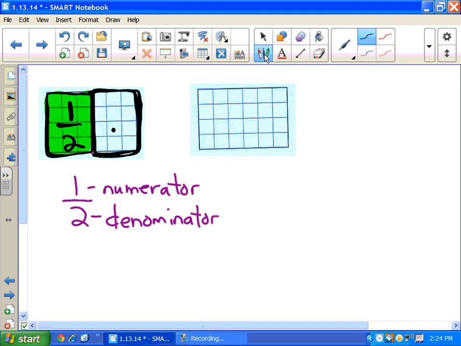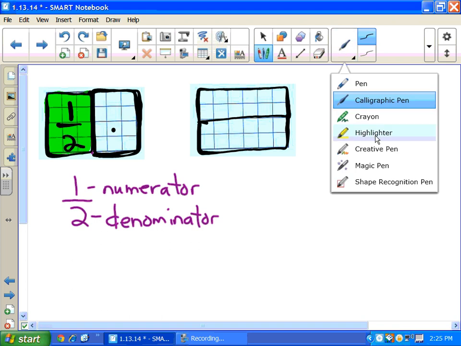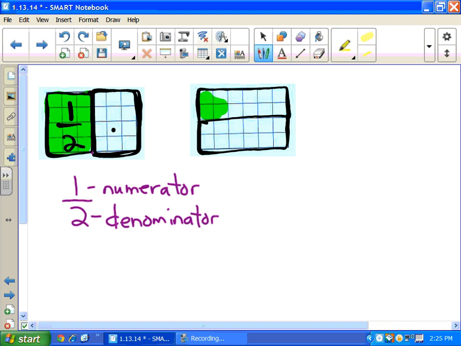Let's take a look at a different way that we could have. Maybe you decided to cut the sandwich like this. Draw that again for you. So again, we still have 2 equal parts. That's our denominator. And I'm interested in one of those, so this would also be 1/2. One out of the 2 parts.